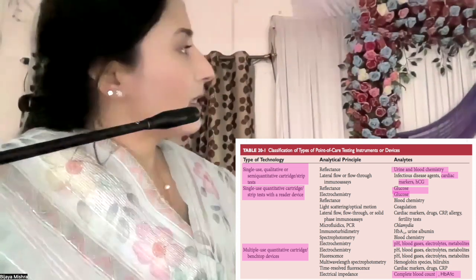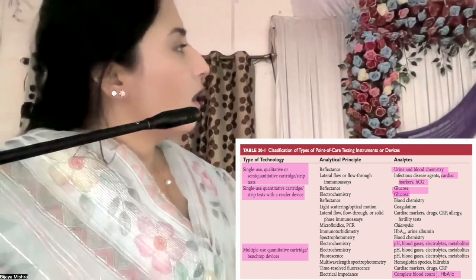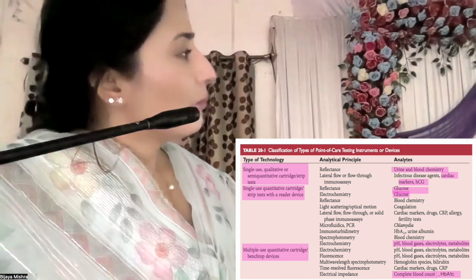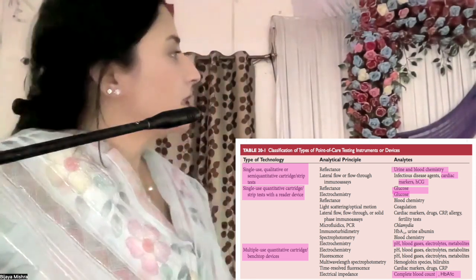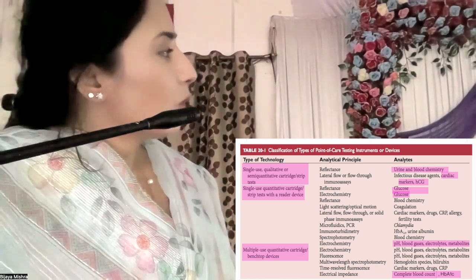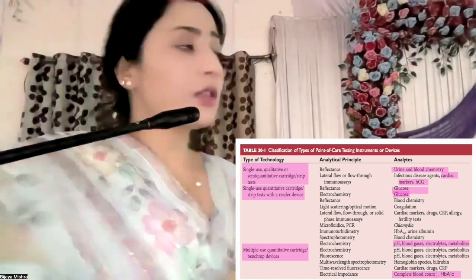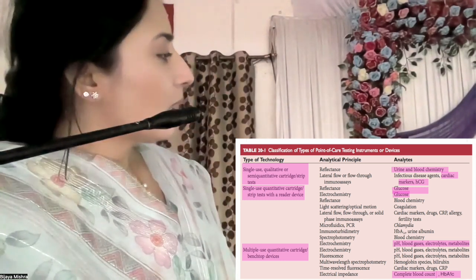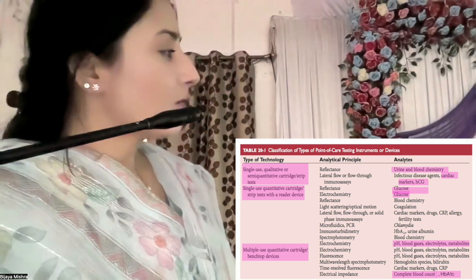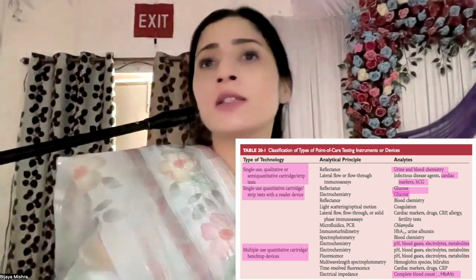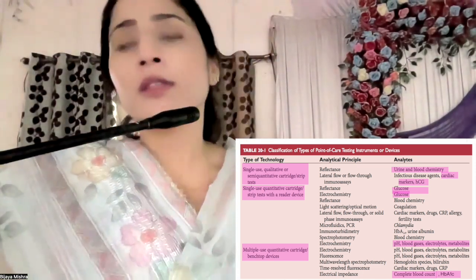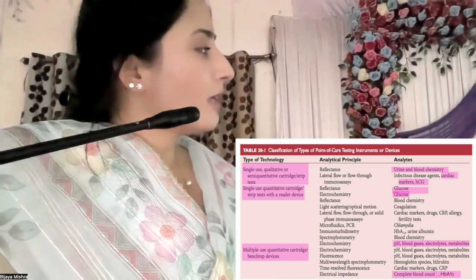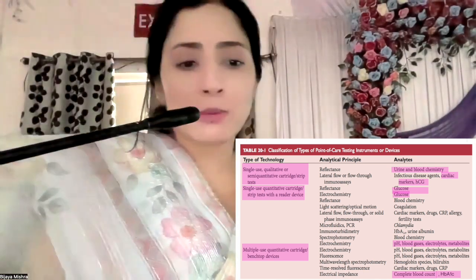Here we can see examples: single-use qualitative or semi-quantitative cartridge strips such as the urine dipstick or beta-HCG in UPT. And here we can see glucose is also used in a strip, so it is also a simple single-use quantitative cartridge device. And here, multiple-use quantitative cartridge and benchtop devices are mainly for the ABG analyzer in the emergency setup. In the ICU setup, we can see these devices, which are used to measure pH, blood gases, electrolytes, and other metabolites.